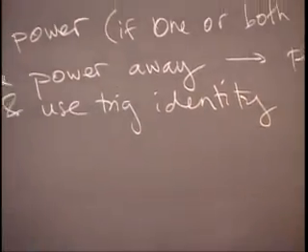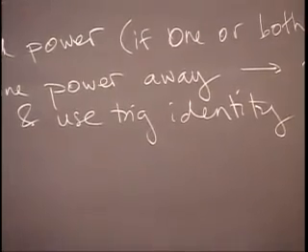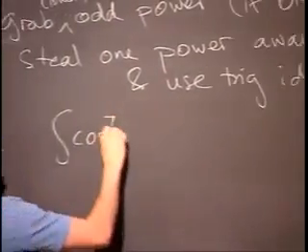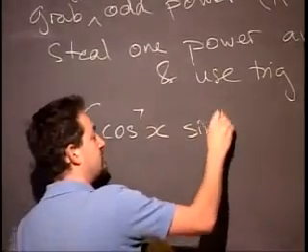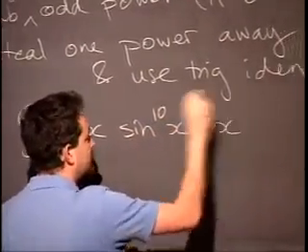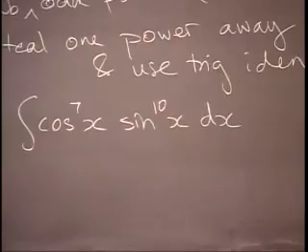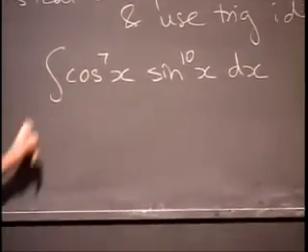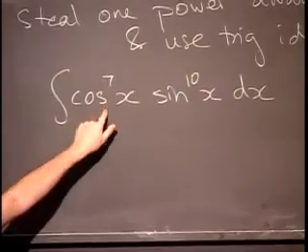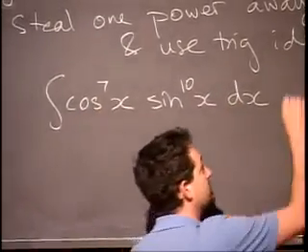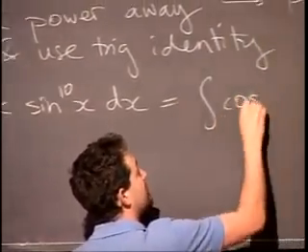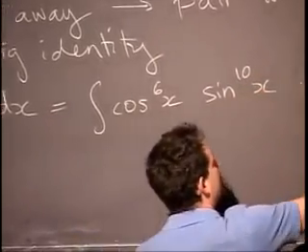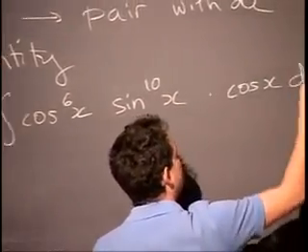In order to show you, I'd like to do an example. Suppose you want to do cosine to the 7th x, sine to the 10th x dx. Well, I've got two powers, 7 and 10. 7 is the odd one, so I'm going to seize that. I'm going to steal away cosine x and put it with the dx. So what's left is cosine to the 6th x, and then I'll have a cosine x dx.